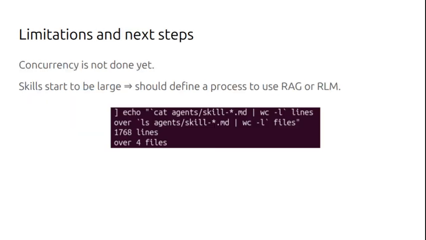And to finish, the limitations: we didn't address some topics such as concurrency, and the skill source tends to be large. We're having 1,700 lines of skills over four files, which is kind of big. So at some point, it could be better to switch to RAG or RLM.